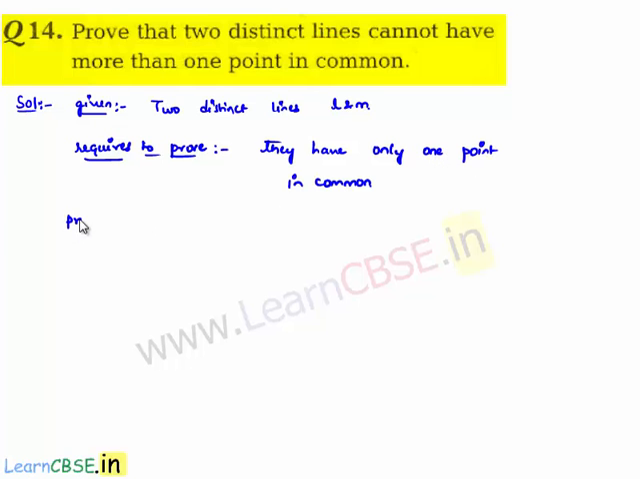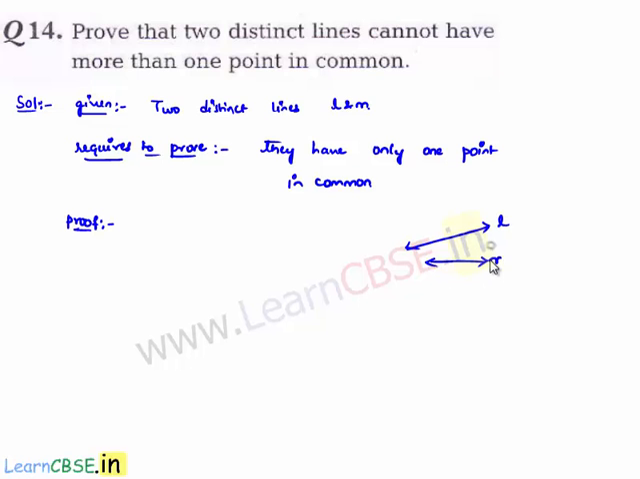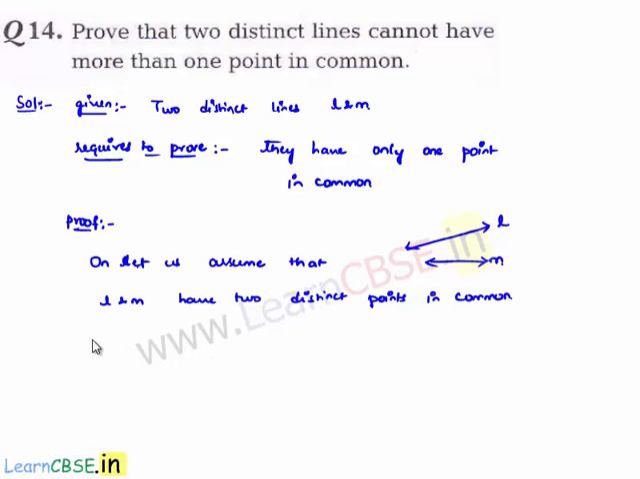Now in the proof, let us consider two lines L and M. Let us assume that L and M have two distinct points in common, that may be P and Q. So therefore, P and Q lie on L as well as on M.